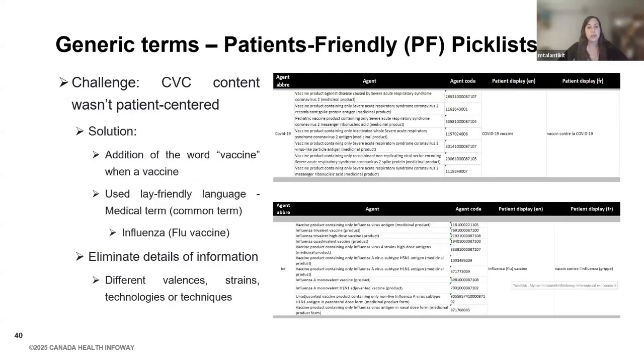Now, still in the generic terms, but for the patient pick list. Those terms were more challenging because CVC content wasn't patient-centered. What we did for those terms is the same as the clinician. We removed the word unspecified. We added the word vaccine if it was a vaccine. If it was an antitoxin, we added antitoxin. If it was an antibody, we added the word antibody. And the only addition that we did is to add the lay term of the medical term.